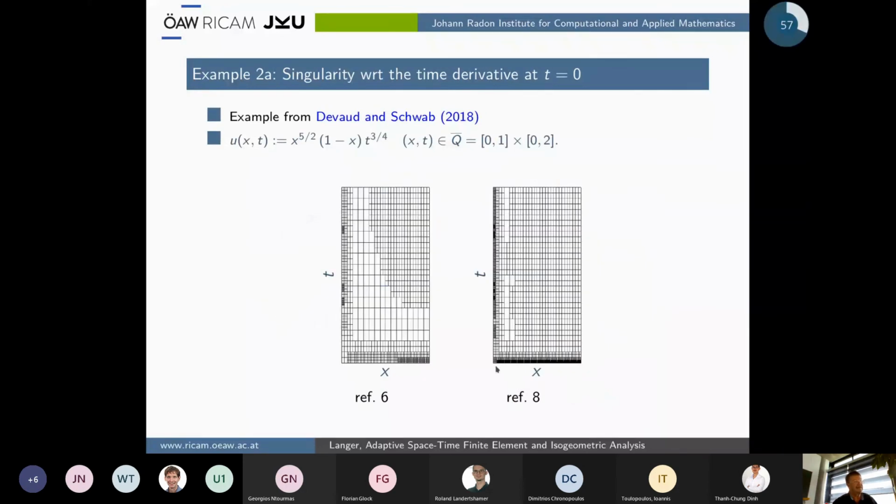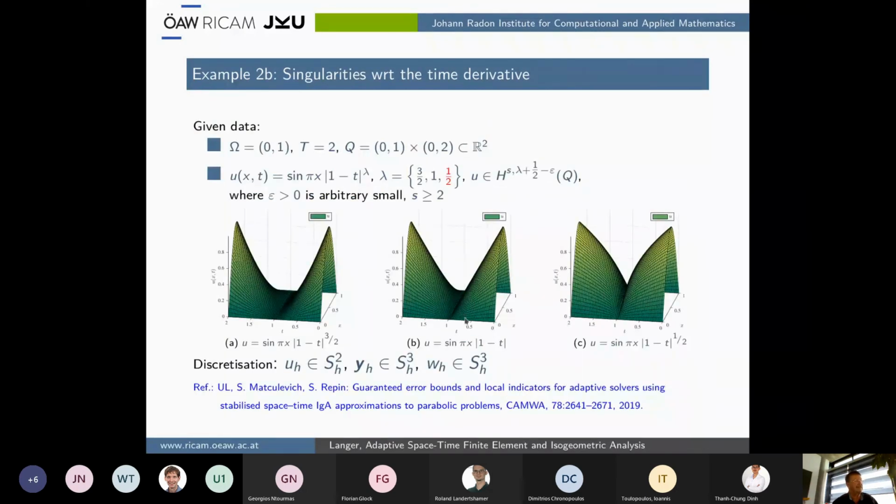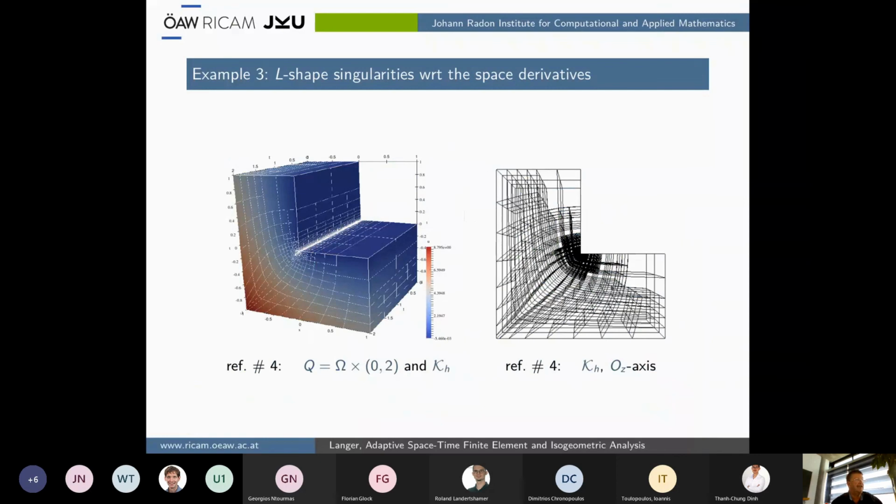So these are the grids. This is the bad singularity, and this is the singularity of a higher order, so you find this. Here's another example where you have a time singularity in the middle of the time interval. And here I choose it in such a way that there is no maximal parabolic regularity, but I have no time to explain. Here we have an elliptic mesh.